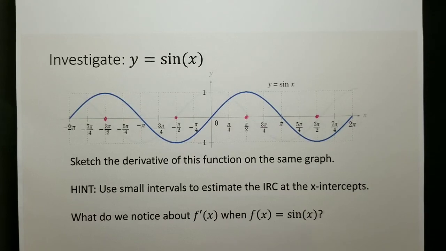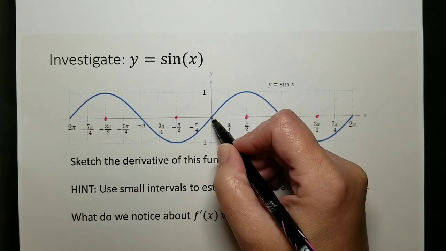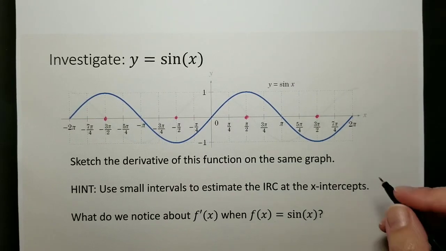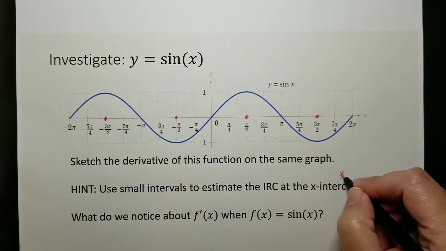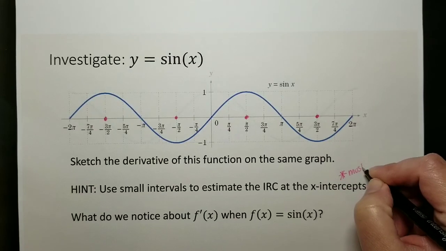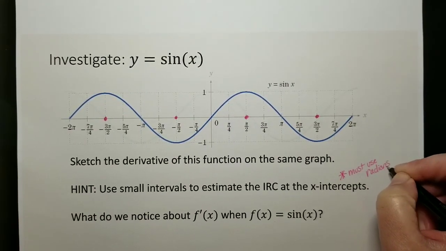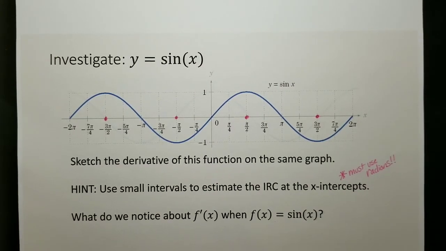Then what I'm going to get you guys to do, and I'm just going to put the answers up, is figure out, estimate the IRC at that point. Now, very important, you must use radians. These derivative rules only work for radians, and we're going to talk about why, but it really has to do with the scale of your graph.